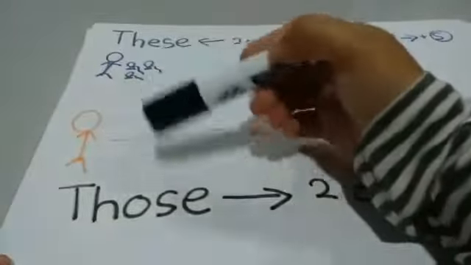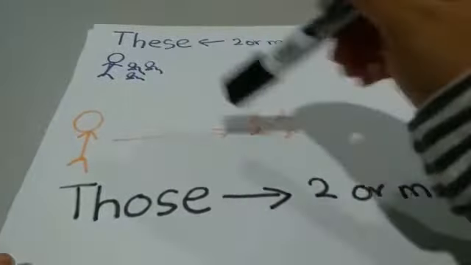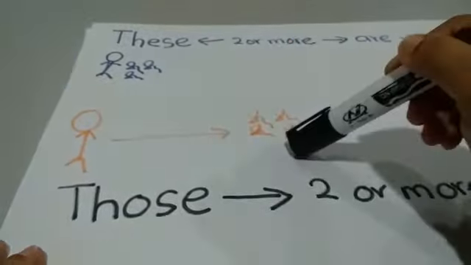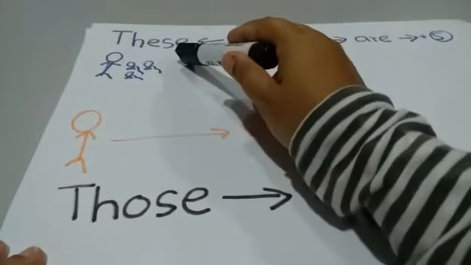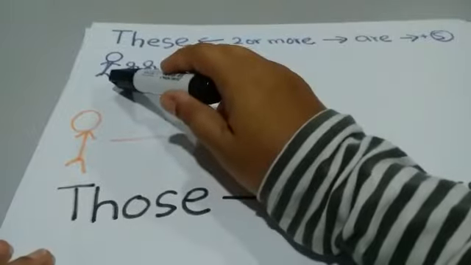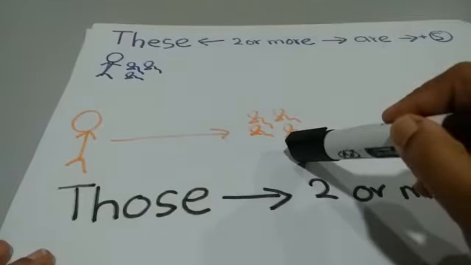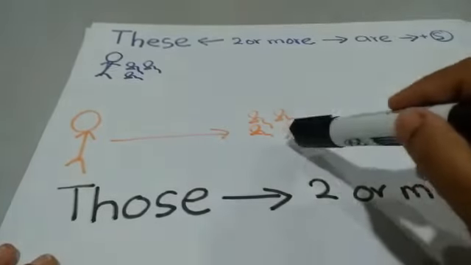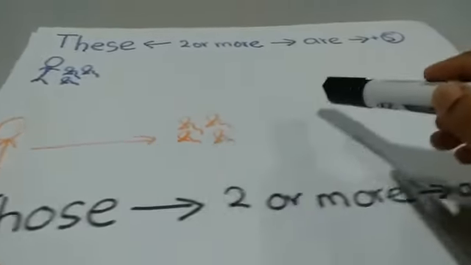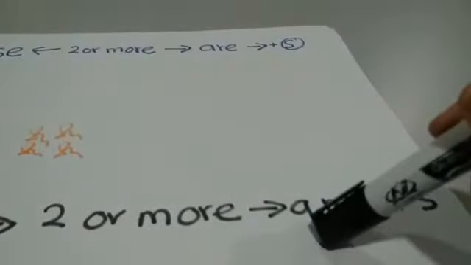Now these and those are used when there are two or more objects. In this one there are 3 and here there are 4. These is used when the objects are near to you, and when the objects are far away, you use those. Then you have to use R plus S. The object, you have to add an S to it.